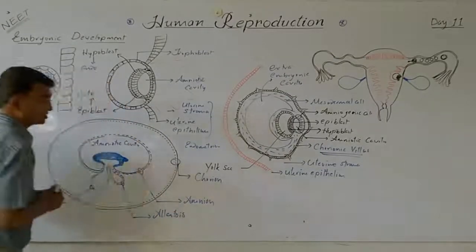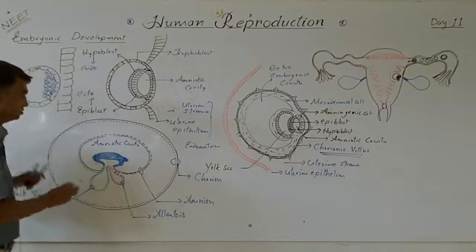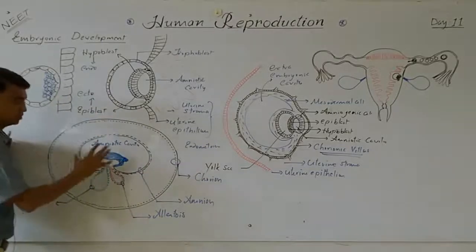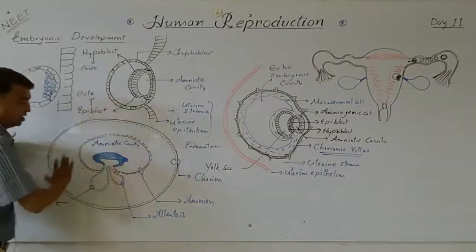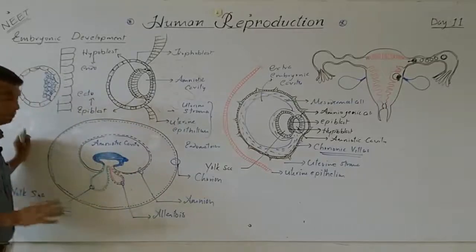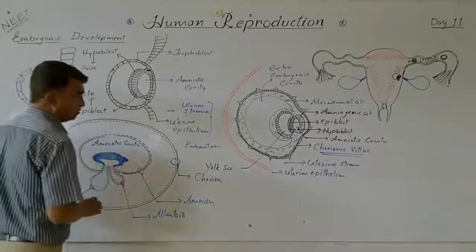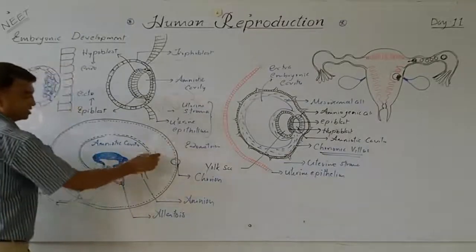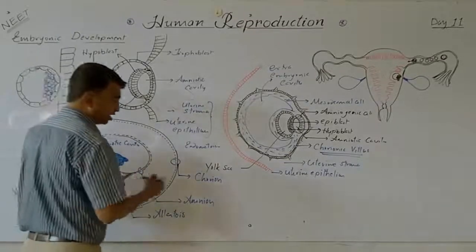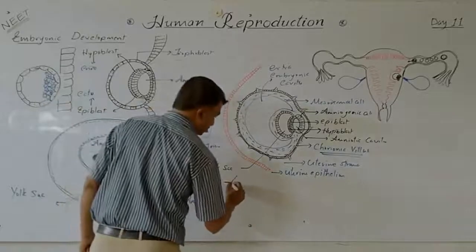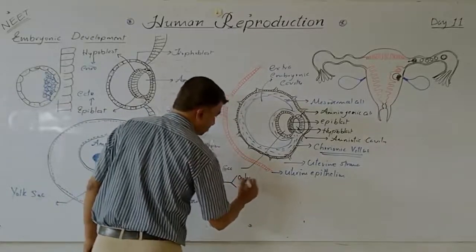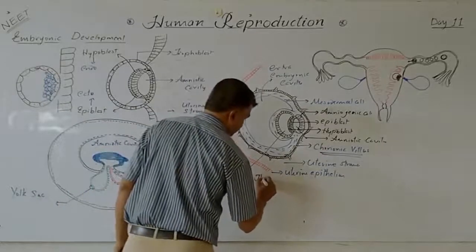These are the extraembryonic membranes, which are present outside the embryo and produced from the trophoblast. Every extraembryonic membrane has a specific function. When you take the chorion, two layers are there. The outer black color layer: the chorion is made up of outer trophoblast.